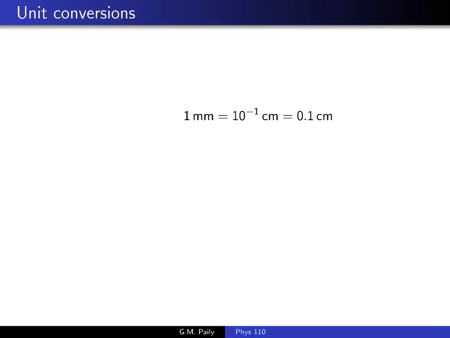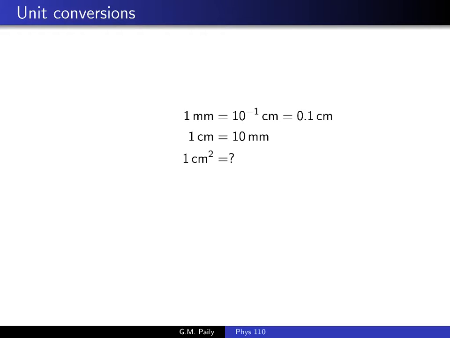When dealing with unit conversions, we have to take some care when we deal with powers of units. Here we have 1 millimeter is 10 to the minus 1 centimeters, or 0.1 centimeters. Another way of saying the same thing is that 1 centimeter is 10 millimeters. These are exactly the same relation. The difference is simply a matter of visualization. Do you prefer to think of 1 millimeter as being some fraction of a centimeter? Or do you prefer to think of 1 centimeter as being some multiple of millimeters? Each is a perfectly valid point of view.